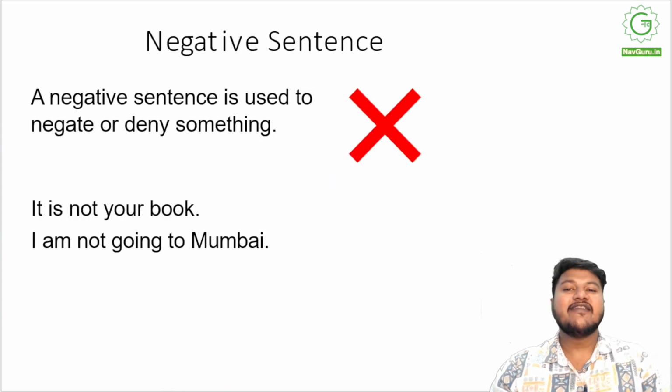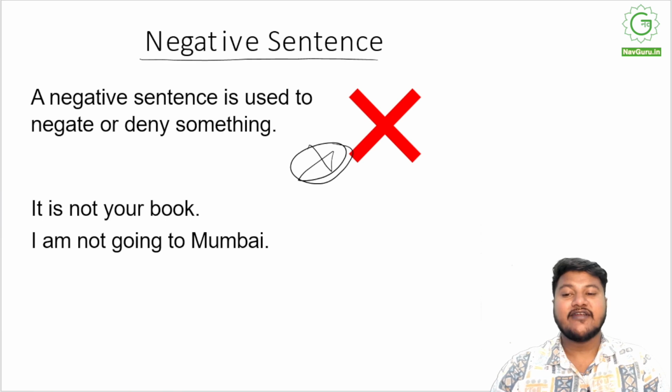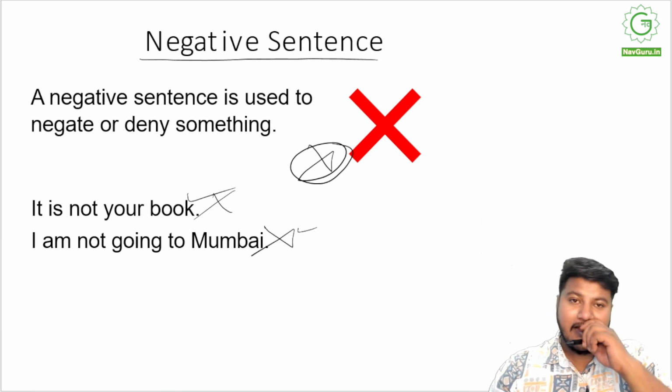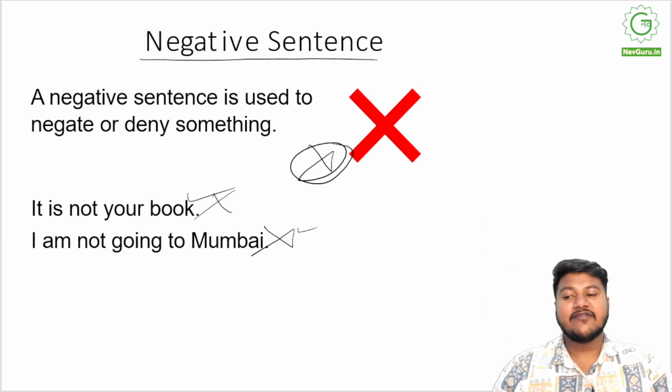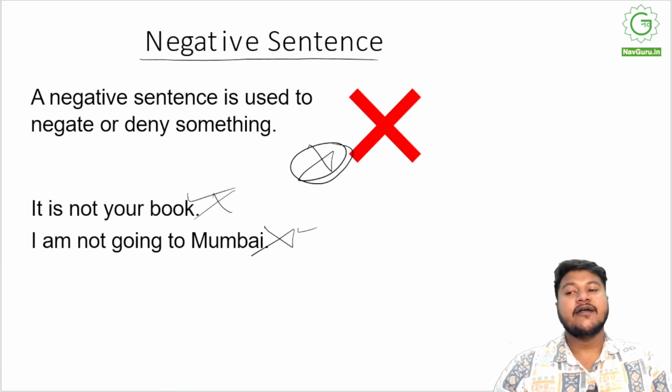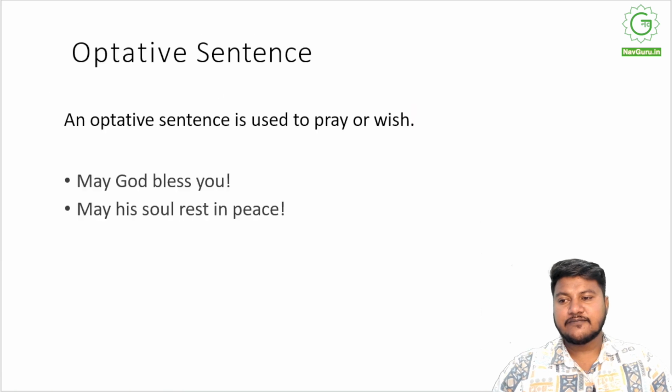Next up, we have negative sentences. So what is a negative sentence? I'm guessing you already know. A negative sentence is used to negate or deny something. It's not happening. See, negative sentence. This is not your book. Negative sentence. I'm not going to Mumbai. Negative sentence. I was never gone more than a couple of hours. Negative sentence. Neither I nor Ravi did this. Negative sentence. Anything that comes with a negated sound, a negated voice, is a negative sentence.